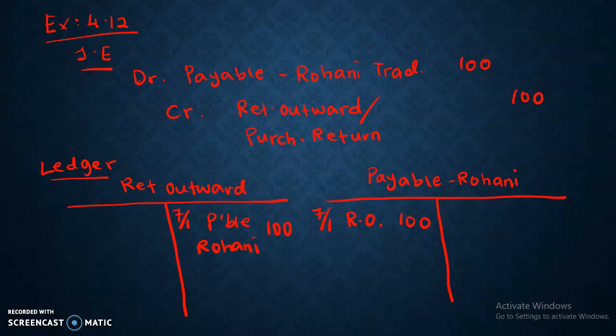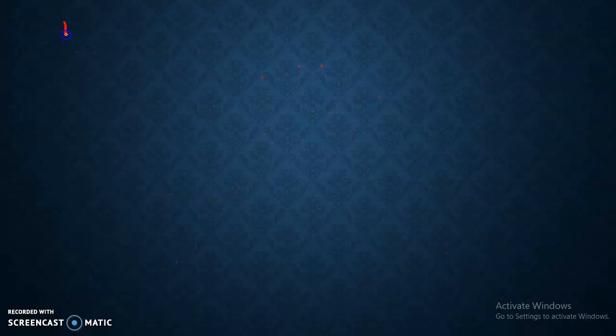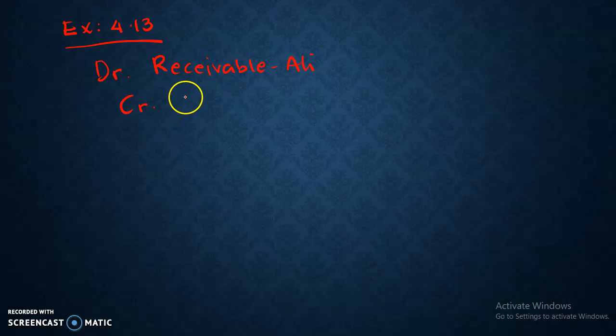Now let's move to example 4.13. It is about sales of goods. Let's look at the example, Jan 8: credit sales 400 ringgit to Ali. So the journal will be debit receivable Ali, and credit sales account with the amount of 400 ringgit.